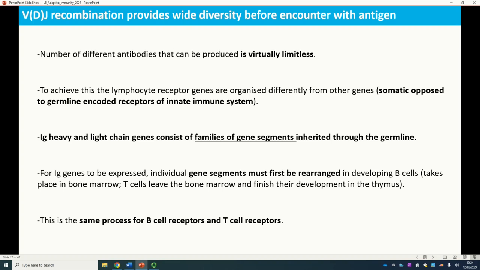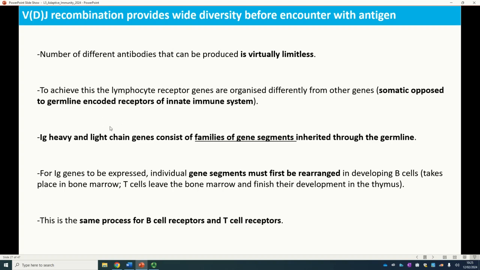So VDJ recombination is what essentially gives us that huge diversity to be able to mount an immune response against an antigen that we've never even seen yet. So the number of antibodies that can be produced is essentially limitless. And what happens is the receptor genes from the lymphocyte are organized differently to other genes, and we'll see that. So it's somatic as opposed to germline encoded, if you were to compare that to the innate immune system.